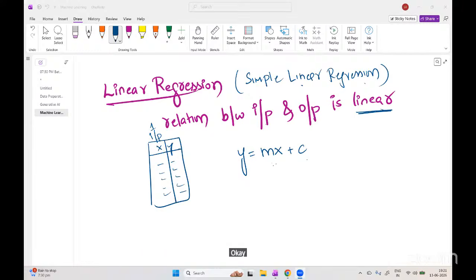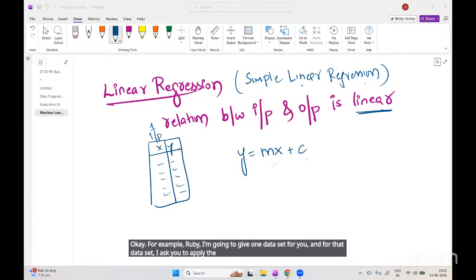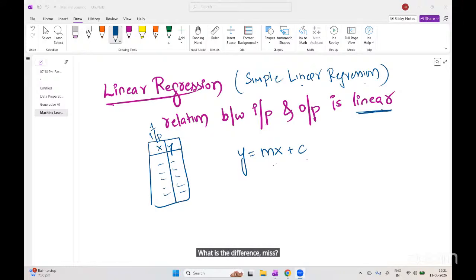Okay. For example, Ruby, I'm going to give you one data set, and for that data set I ask you to apply logic, to find what pattern is there. You will apply one way, another person will apply another way, another person in another way. What is the difference, miss? Algorithms. One algorithm, one way of logic. Which one is best, miss? Which has given the final least error? That is the best. That is what is called model selection. Understood?